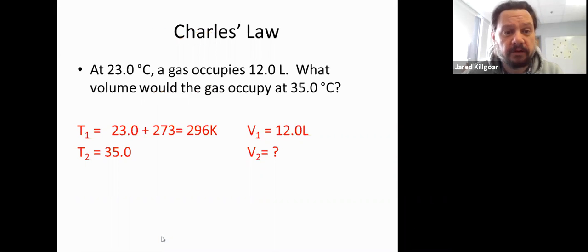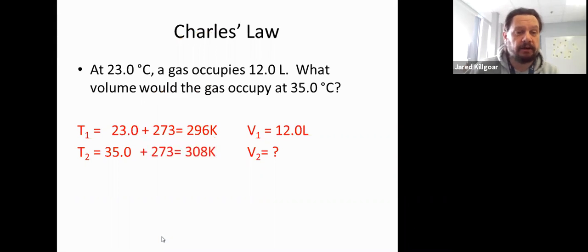First thing we have to do is convert to Kelvin. We have to add 273 to our Celsius temperatures. So our initial temperature we're going to use in our calculation is 296 Kelvin. Our final temperature is 308 Kelvin.